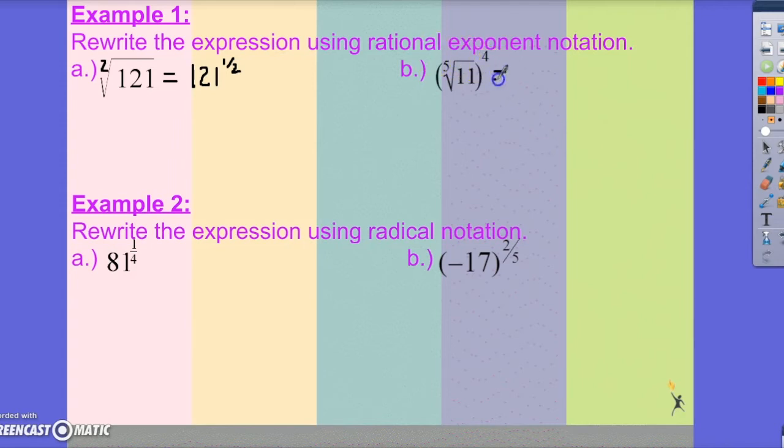Now, how do we write the next one? The root is the number in the denominator. The power is the number in the numerator. So that's 11 to the 4/5. And that's how I would rewrite that one.